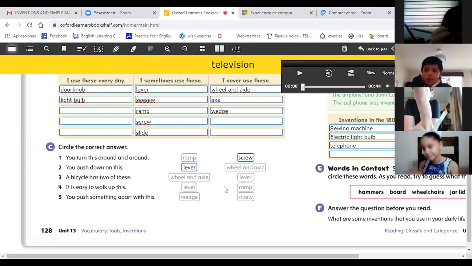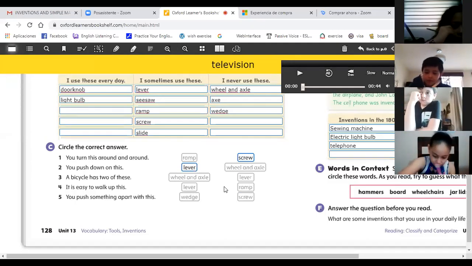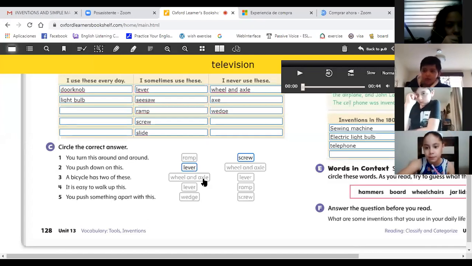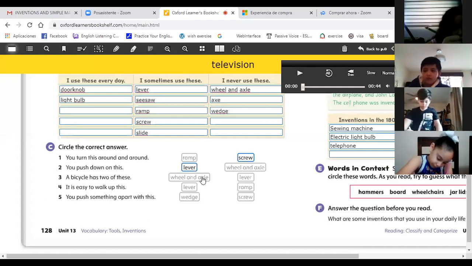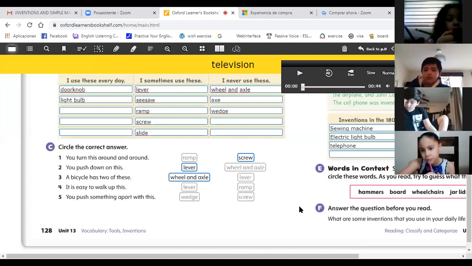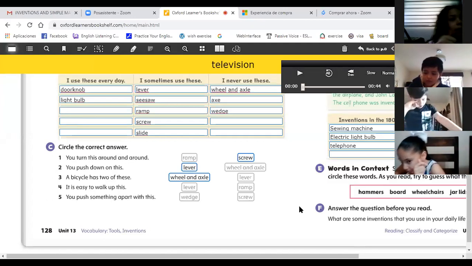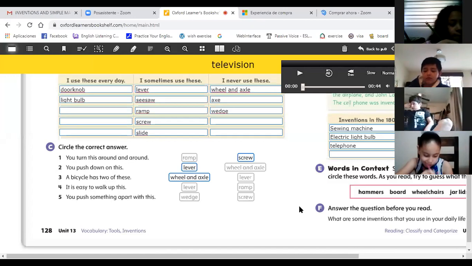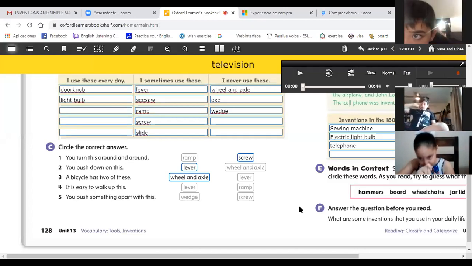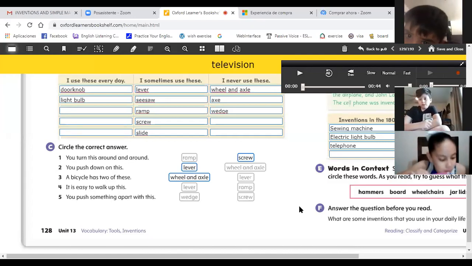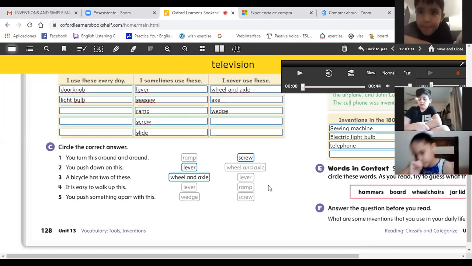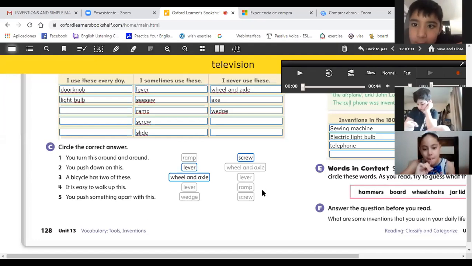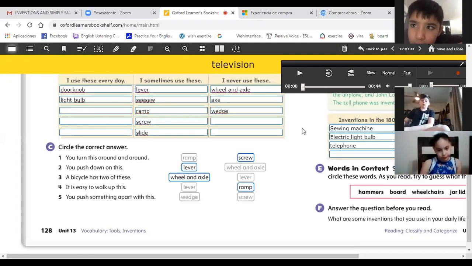Number 3, a bicycle has 2 of these. Wheel and axle. Excellent, wheel and axle. And the bicycle has 2 of them, right? Thank you. Number 4, it is easy to walk up this. It's so heavy to use the stairs, but if you use this, it's easy to walk. Also, people who cannot walk easily use this. Lever or ramp? Ramp, excellent. And number 5, you push something apart with this. Wedge. Wedge, okay. Thank you so much.